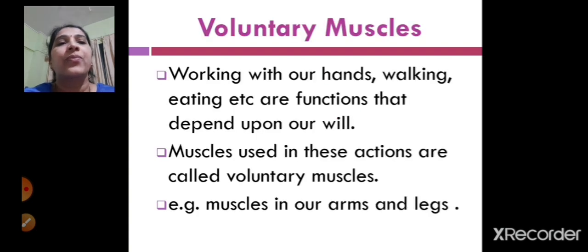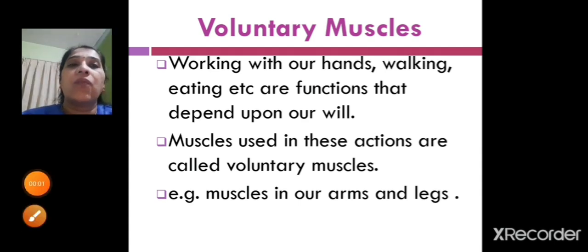So let's see, what are voluntary muscles? Working with our hands, walking, eating, etc. are the functions that depend upon our will, right? Only if we say that I want to work with the hand, I want to walk, I want to eat, we do all these functions because of our will, right? So muscles used in these actions are called voluntary muscles. So the voluntary muscles are those which require our permission, right?